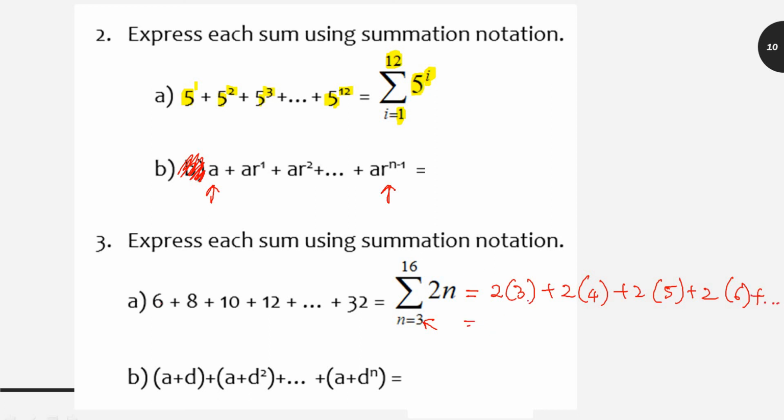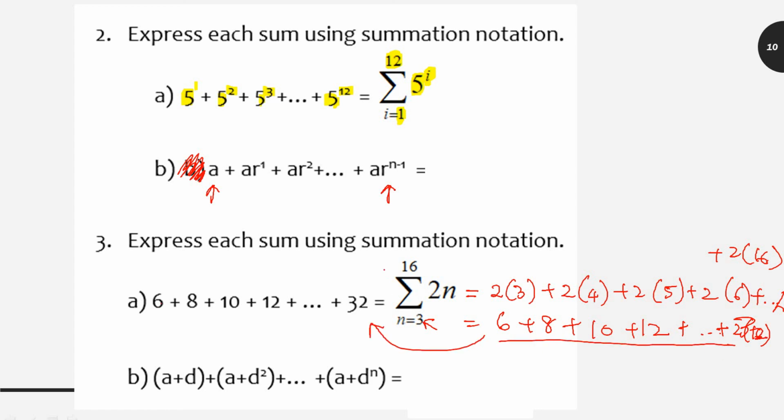Alright, so 2 times 3 is 6, 2 times 4 is 8, 10, 12. You can also check the last term: 2 times 16. Here, 2 times 16 plus 2 times 16 does not fit, but okay, you get 32. If you get a similar answer with this, it means that your summation notation is correct. So always check. Okay, so try and do B: how to express it using summation notation.